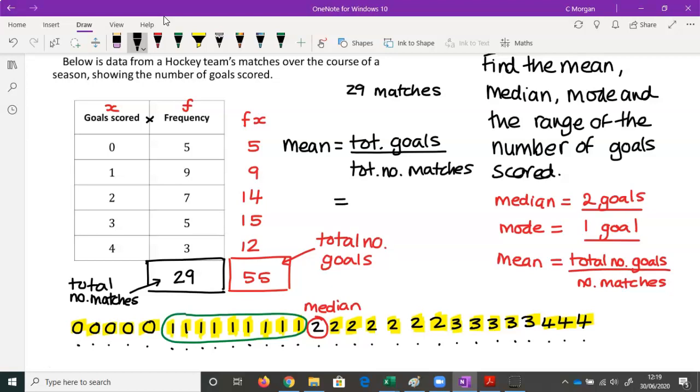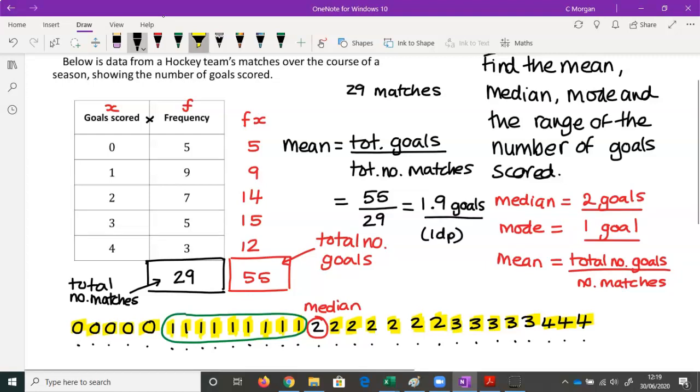So I've got the total number of goals is 55 and the total number of matches is 29. On my calculator, 55 divided by 29 is a decimal. I'm going to round it to 1 decimal place because that's all I really need for the mean. And to 1 decimal place, that is 1.9 goals.